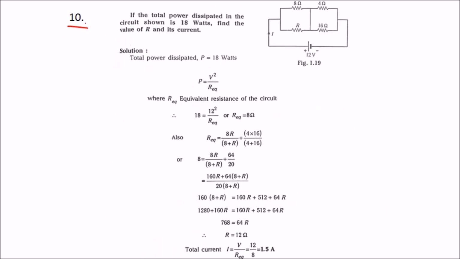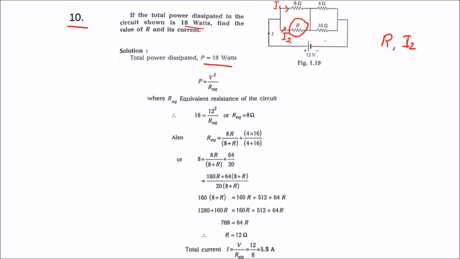Problem number 10. If the total power dissipated in the circuit shown is 18 watts, find the value of R and its current. So here in the circuit, we need to find the value of R and the current. Let us say this is I2, and let us name this as I1. So we need to find the value of R and I2. We know that power is 18 watts.